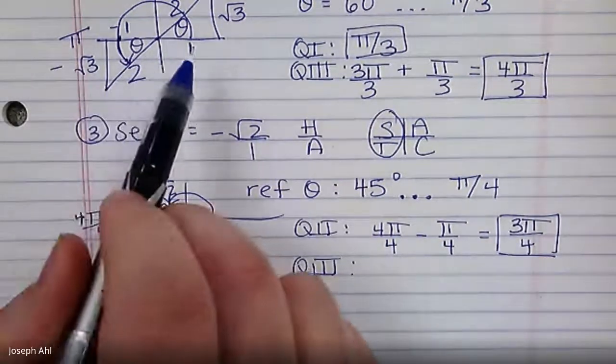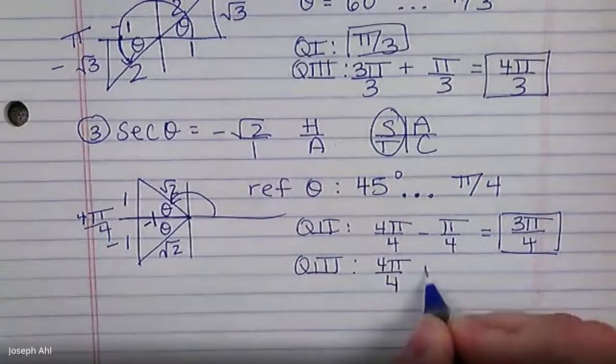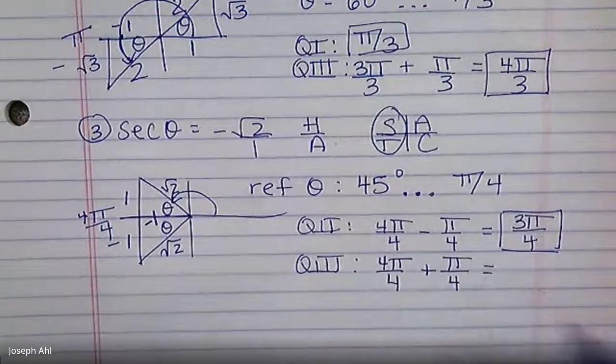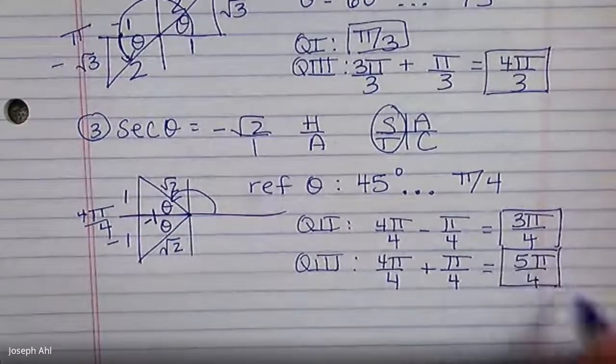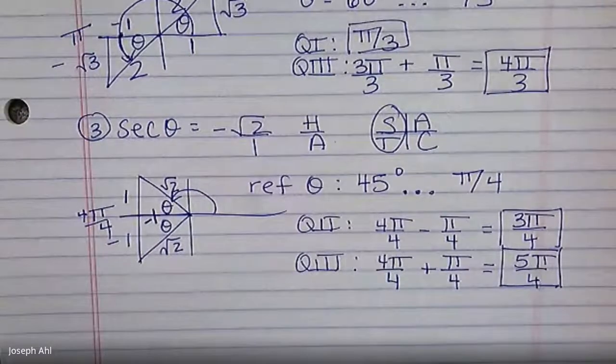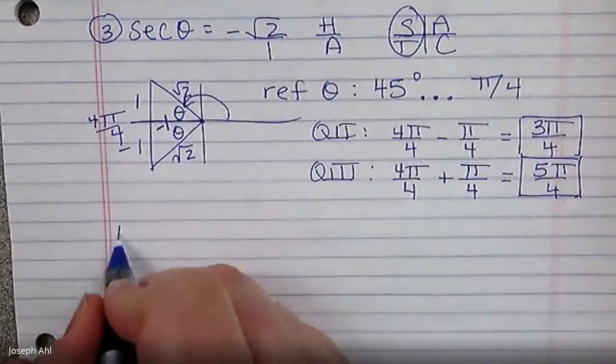And what I just did a moment ago for quadrant 3 is I took halfway around, which in this case is 4 pi over 4. And in quadrant 3, you add the reference angle to get a total of 5 pi over 4. So the two solutions here to when secant of theta equals negative radical 2 would be these two angles for theta. Last one real quick.